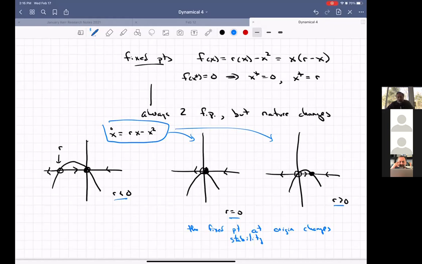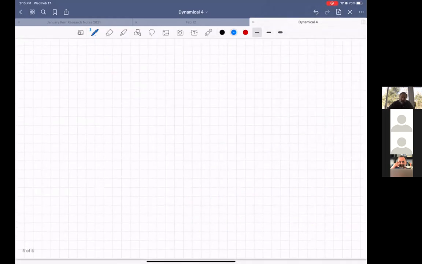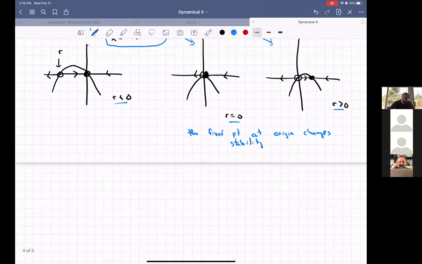But as I change r from a negative number to a positive number, the fixed point that's at the origin goes from being stable to being unstable. So that's a change not in the number of fixed points, but in the character of the fixed points. And so again, we can draw our bifurcation diagram. We can plot r on this axis and the fixed point location on that axis.